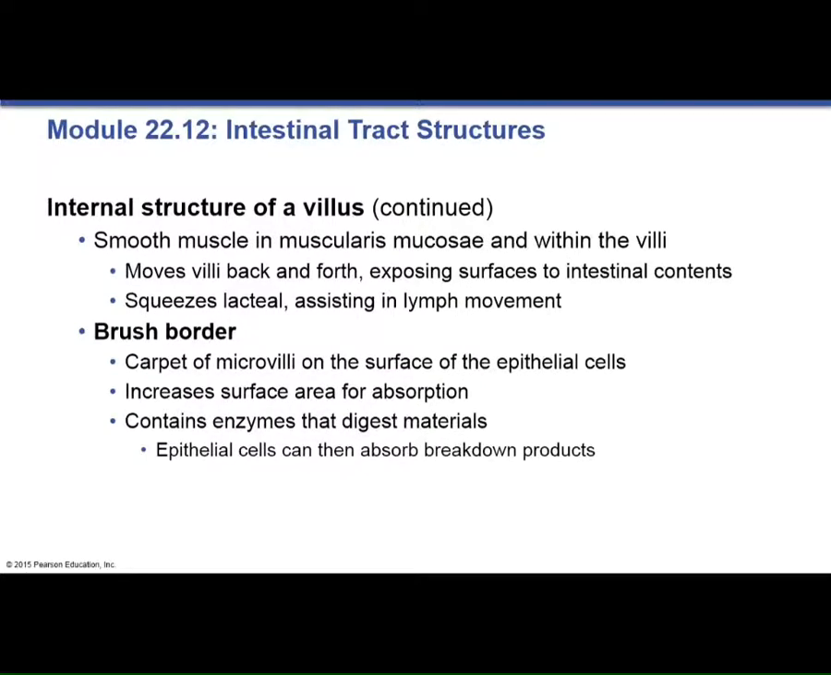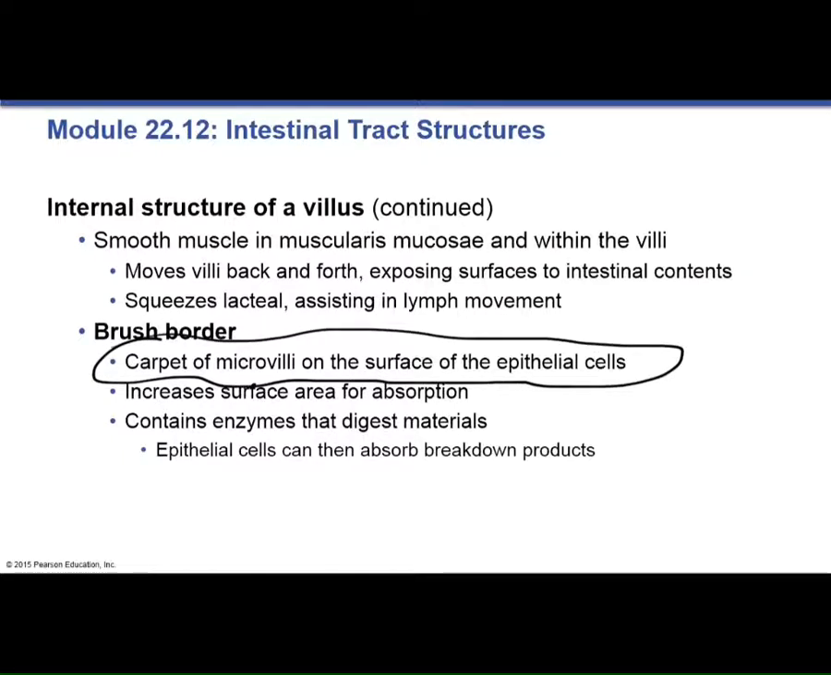On the surface of these lacteals, there is some movement. This is going to help move the intestinal contents. And then on the very surface, you have those microvilli. That carpet of microvilli is oftentimes referred to as the brush border. Yes, it's increasing the absorption rate and the surface area, but there are also a lot of enzymes located right at the brush border, and these enzymes are going to help break down molecules and allow their absorption into the epithelial cells.